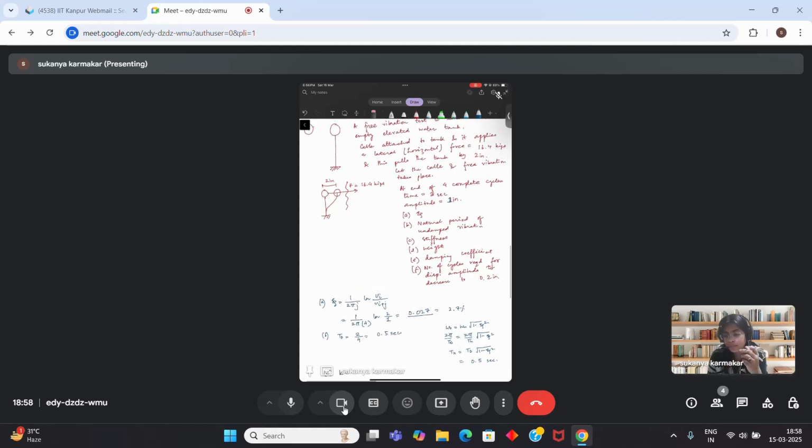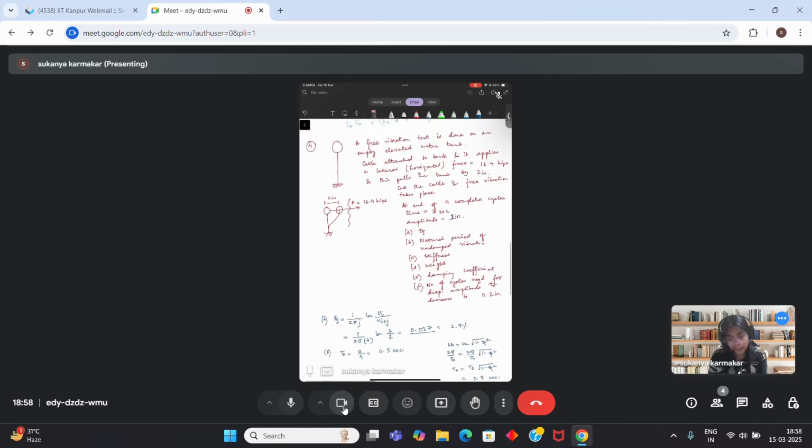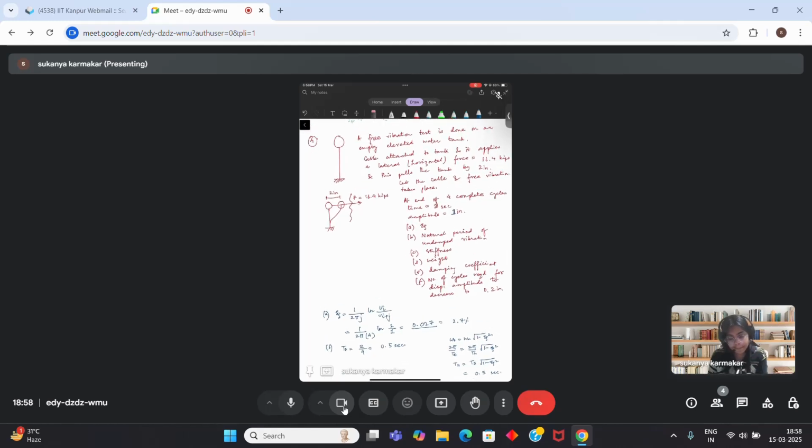So omega n squared is equal to k by m. Wn is root under k by m. So we know Wn, we know the mass. We don't know the mass. No, we have something, 16 point... This is the force.